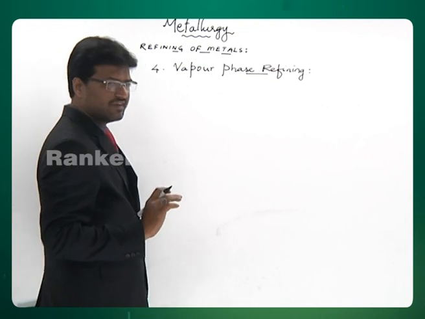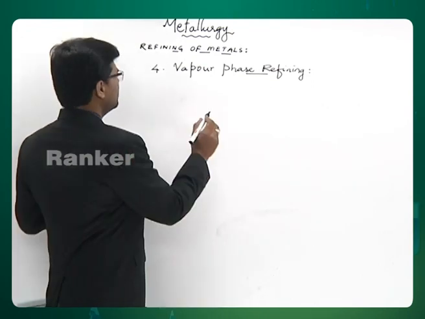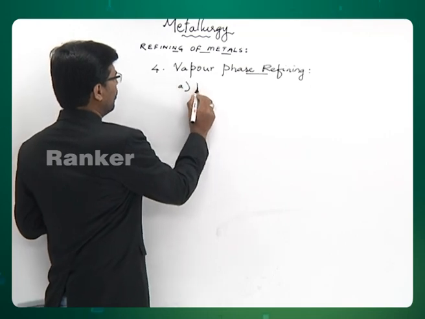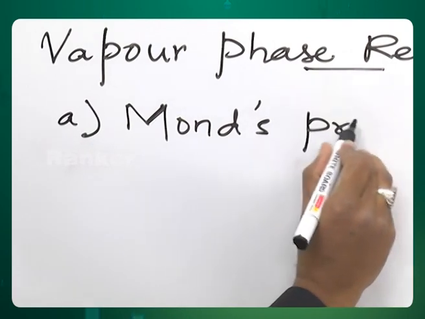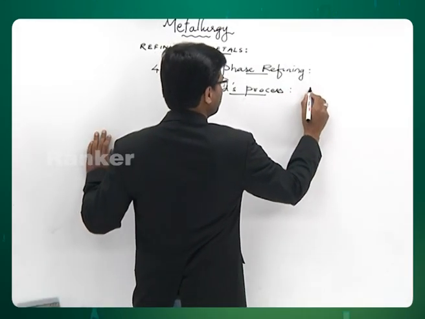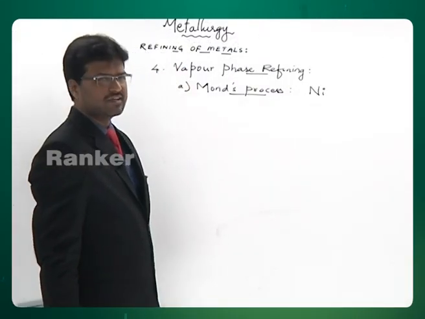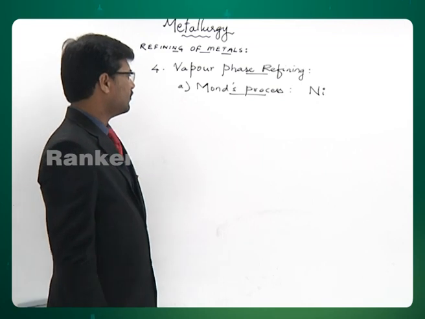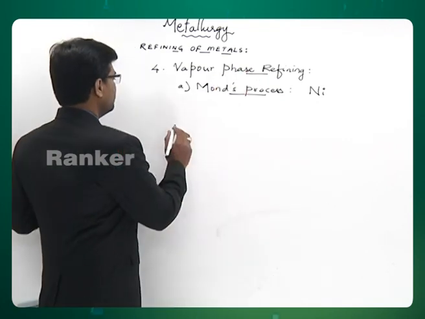Let's learn about vapor phase refining. Under vapor phase refining, we have 2 examples to discuss. Number 1 is Mond's process. Mond's process is used for the purification of nickel. Nickel metal can be purified by this method, Mond's process. It comes under this category of vapor phase refining.